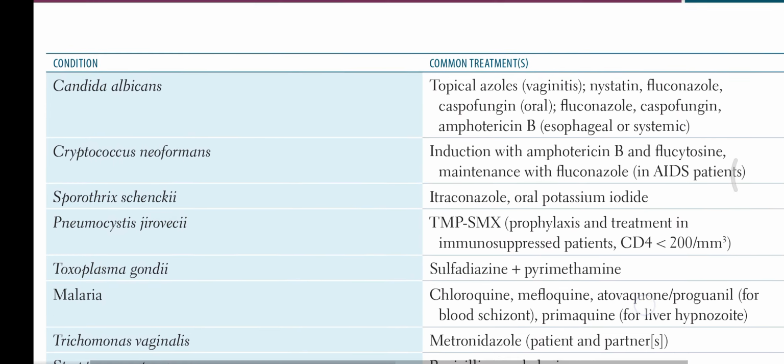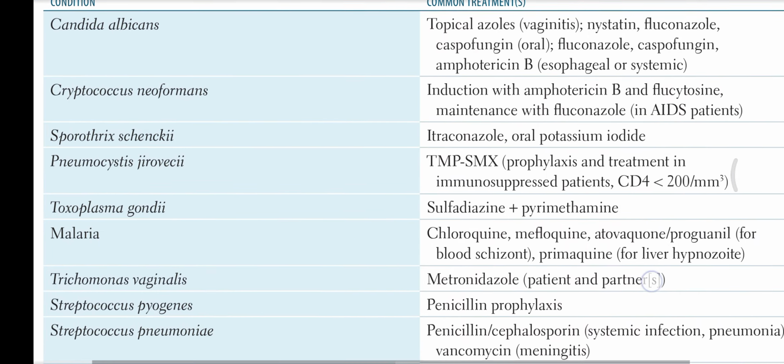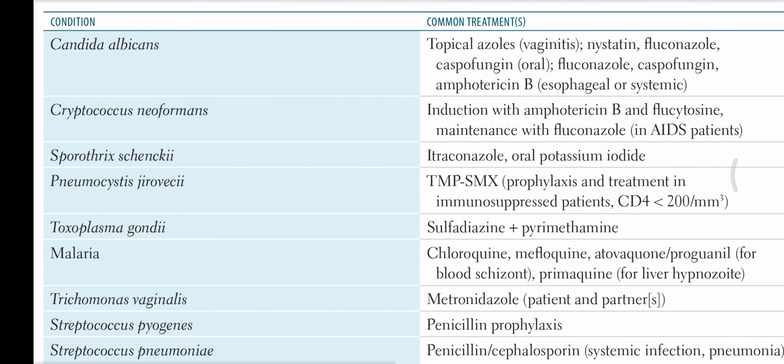Cryptococcus neoformans. The common treatment is induction with amphotericin B and flucytosine, followed by maintenance with fluconazole in AIDS patients.